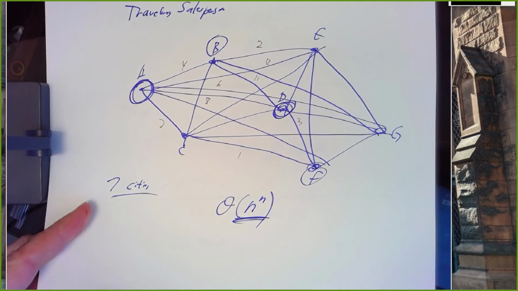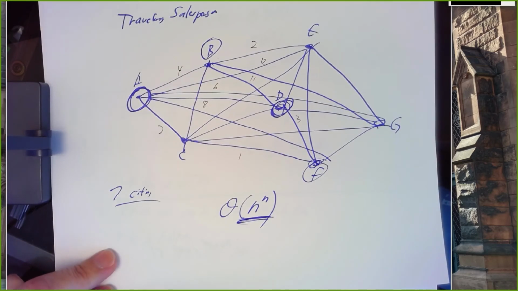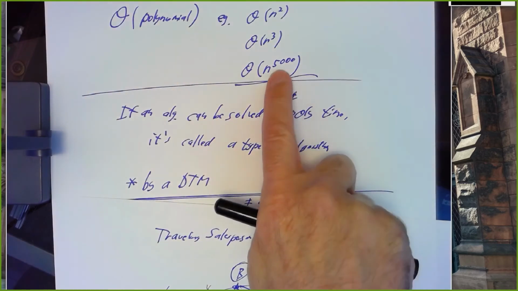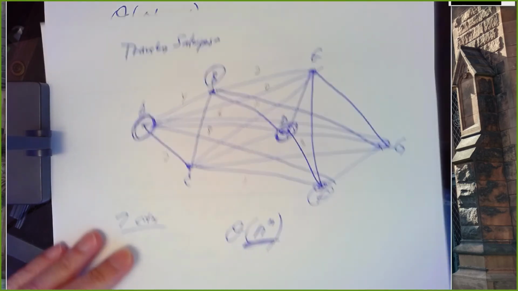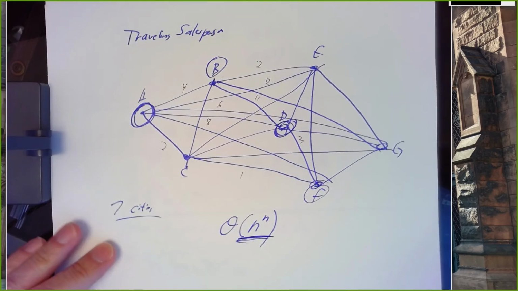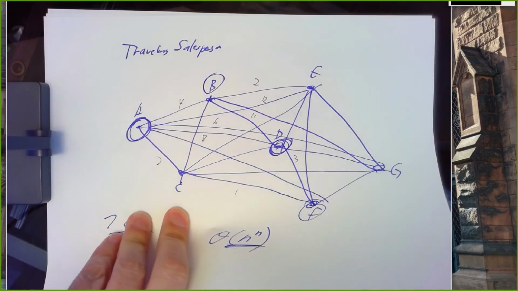The question is, on a deterministic Turing machine, on a plain old Pentium processor, can we find a polynomial time solution to traveling salesperson? And nobody's been able to do this yet, but nobody has proven that you can't do it. So it's an open question. And this is a $1 million question.